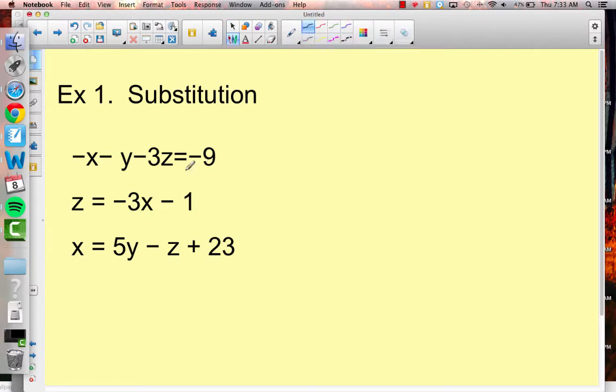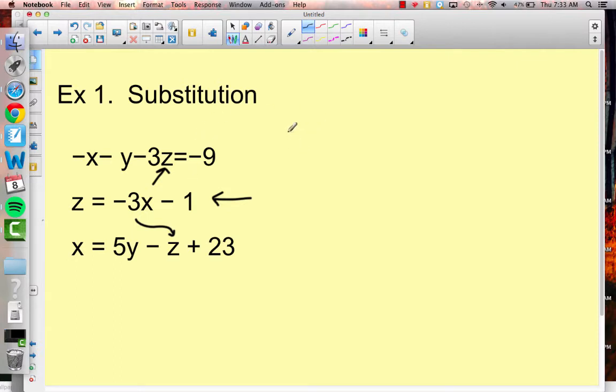So for example, right here, we have that z is equal to negative 3x minus 1. It's already z equals something, so we're probably going to be using some substitution to plug this equation in wherever we see a z. Now, when you are doing substitution, if you pick an equation to plug in, you're going to plug it into two different equations. In this case, the z is our middle equation, so we're going to plug it into the top here, and we're going to plug it into this z here. So basically, wherever you see a z, you're going to replace it with negative 3x minus 1. So let's go ahead and do that.